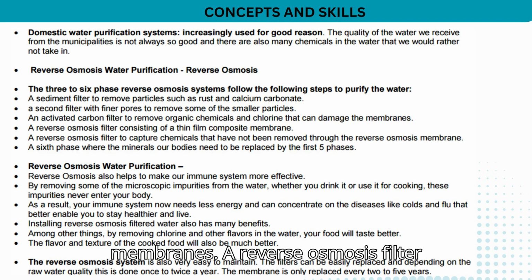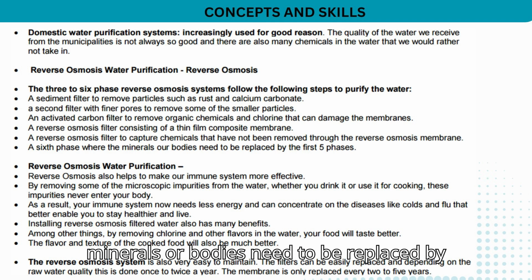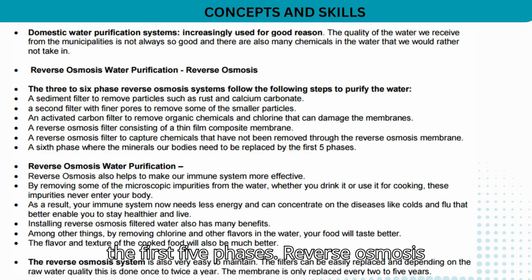A reverse osmosis filter consisting of a thin film composite membrane. A filter to capture chemicals that have not been removed through the reverse osmosis membrane. A sixth phase where the minerals our bodies need, which were removed by the first 5 phases, are replaced. Reverse osmosis water purification.